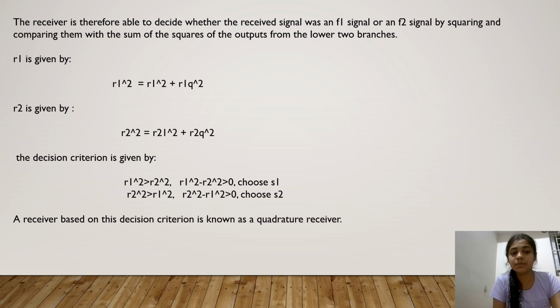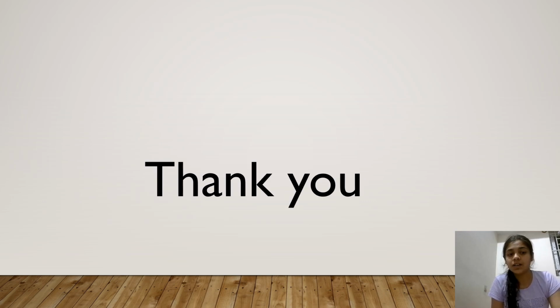A receiver based on this decision criterion is known as a quadrature receiver.